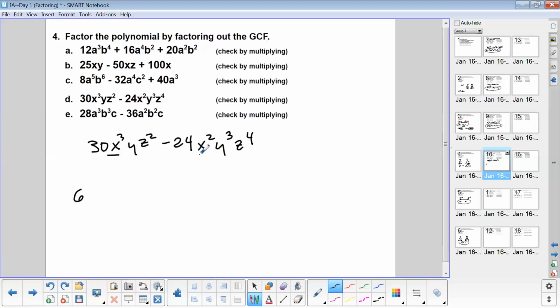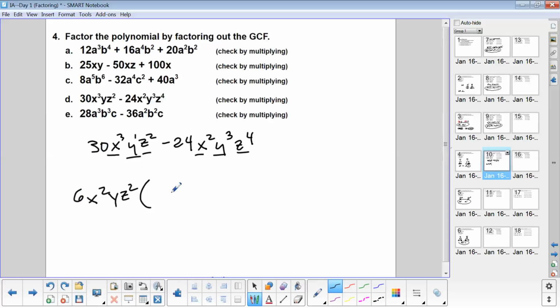Okay, 30 and 24. Looks like greatest common factor looks like 6. X to the third, x to the second, looks like x to the second, y to the first, y to the third. Notice there's not an exponent there, so you've got to understand that that's y to the first, and z to the second, and z to the fourth, so z to the second. Now take each of these two terms and divide it by your greatest common factor.